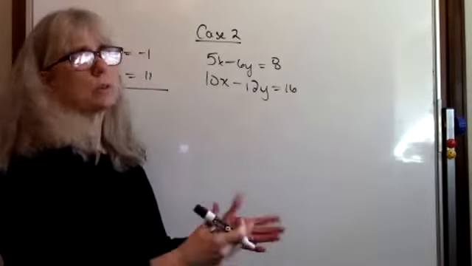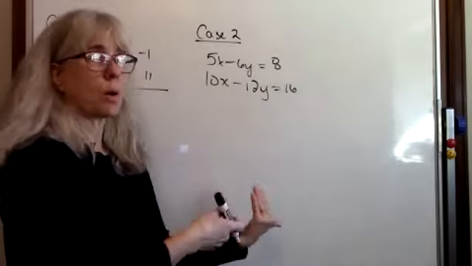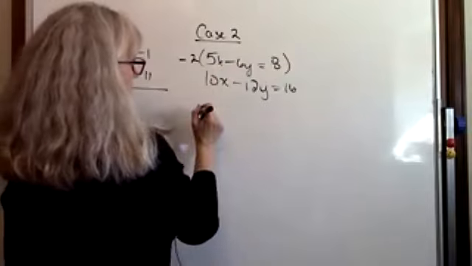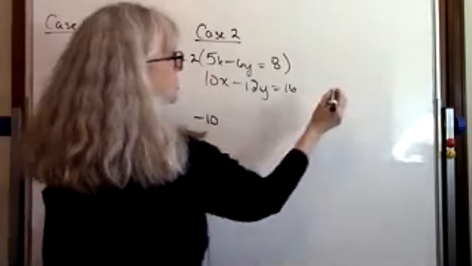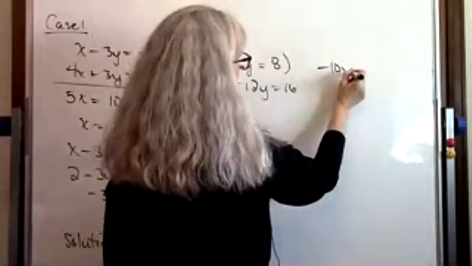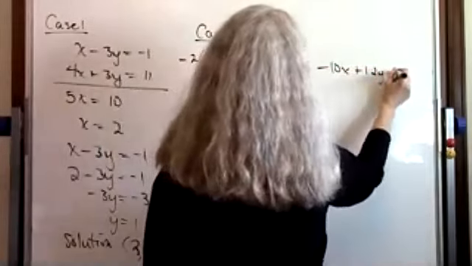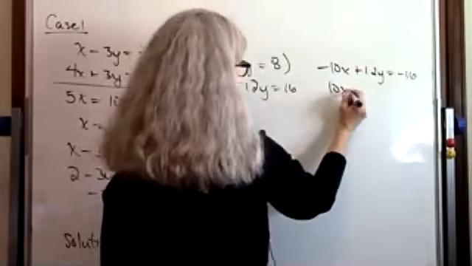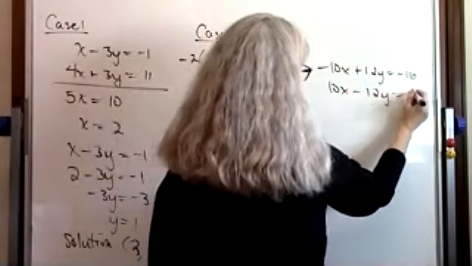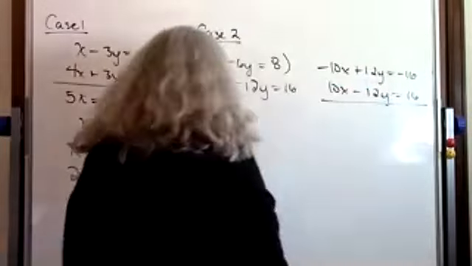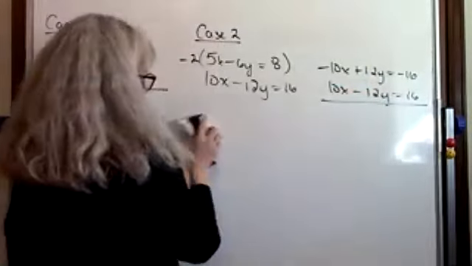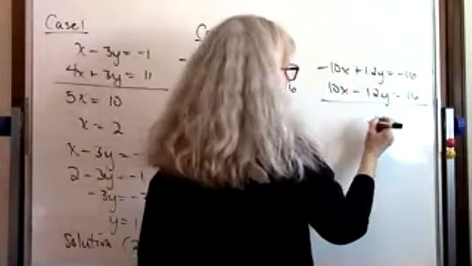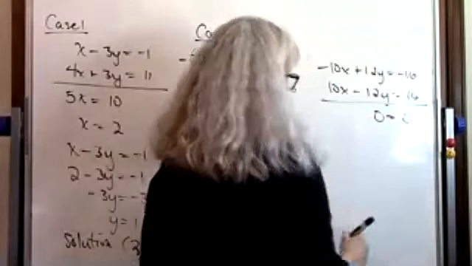Again, I'll use elimination. It's most efficient for this problem. So let's multiply that top equation by negative 2. When I do that, I'll get negative 10x plus 12y is equal to negative 16. I'm just going to copy the bottom equation the way it is: 10x minus 12y equals 16. Well, what we're going to notice is that everything cancels out. The x cancels, the y cancels, and the constant on the other side cancels. So I get 0 equals 0.